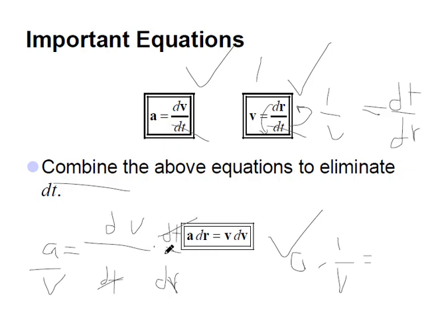Combining the equation, you cancel dt, and then you put this to that side, and this to this side. So that's what you get, V dV and then A dr. That's your algebra, so make sure you review your mathematics.